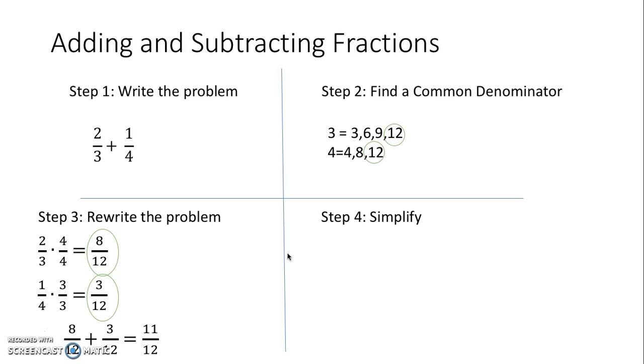Lastly, step 4 is to simplify. We have 11 over 12. Can we simplify 11 over 12? Take a minute, think about it. Can we simplify 11 over 12? No, we cannot simplify 11 over 12. So because we cannot simplify anymore, that's it. 11 over 12 is our answer. So 2/3 plus 1/4 is equal to 11 over 12.